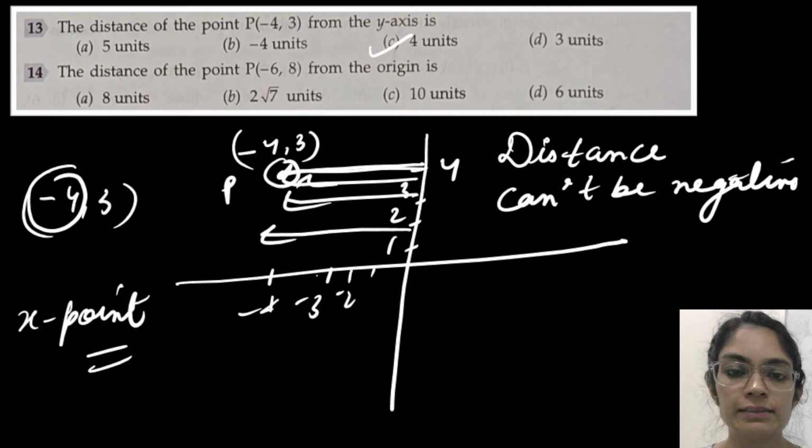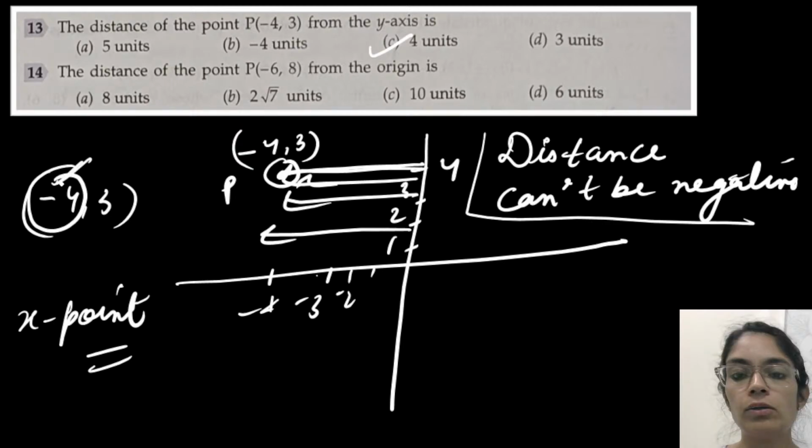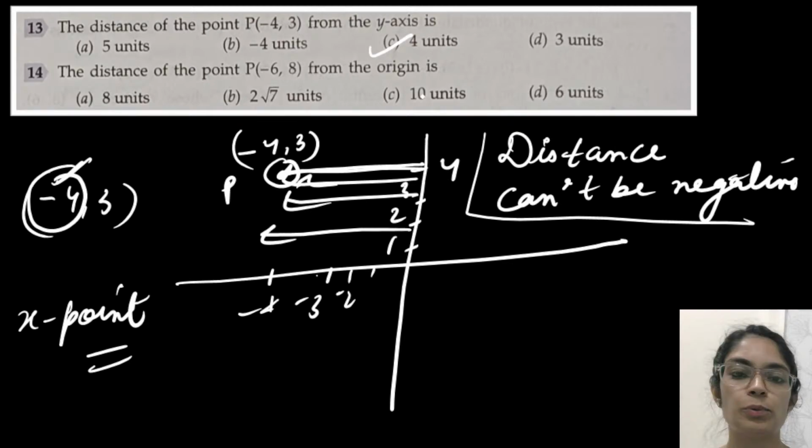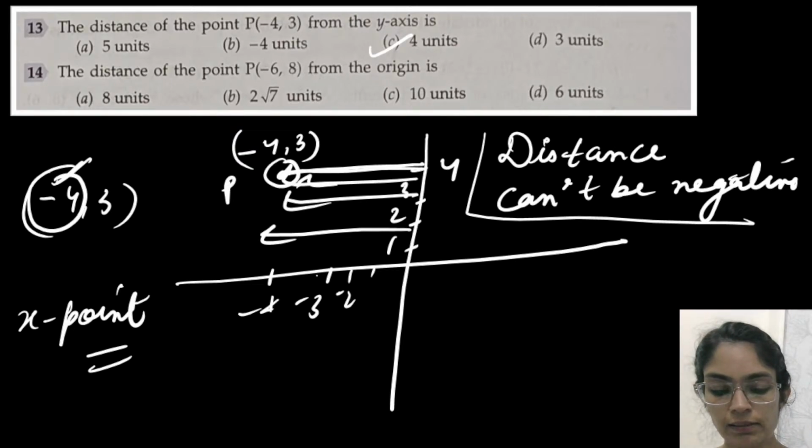Why not B? Because distance cannot be negative. We are asking the distance of the point. From the y-axis means you have to consider the x point, but only the positive. So that's why it is not minus 4, because both options are there. You people tend to make this mistake, and it's a very good question. So Saksham, which answer have you given? It's option C, 4 units. I hope this is clear. Is it clear?